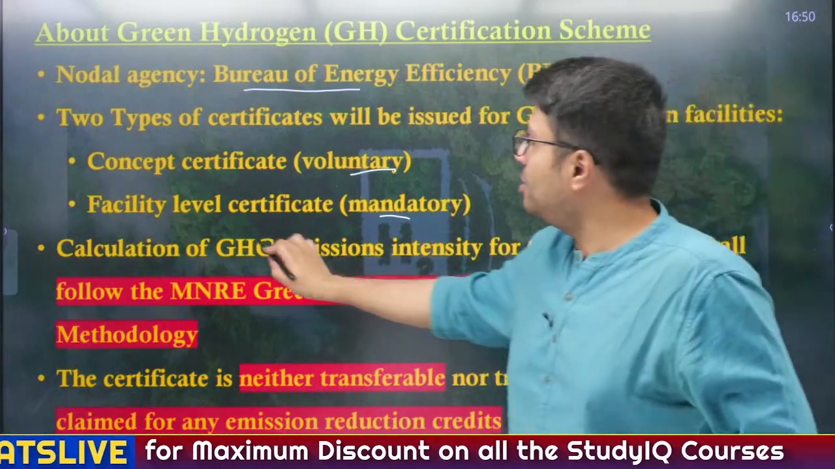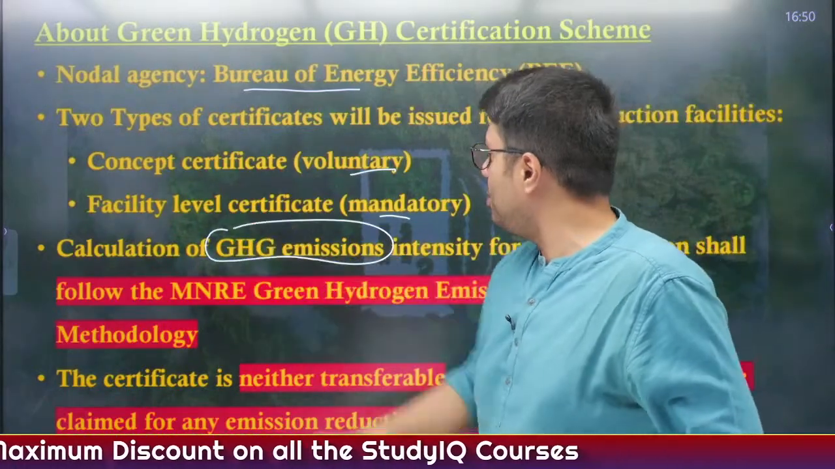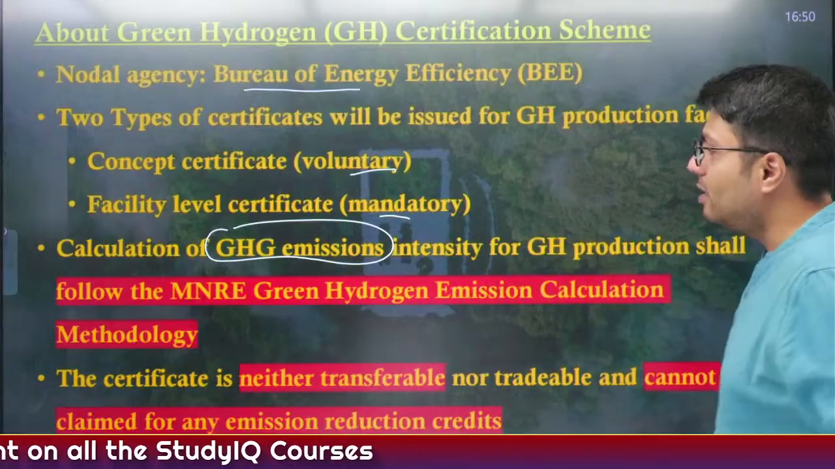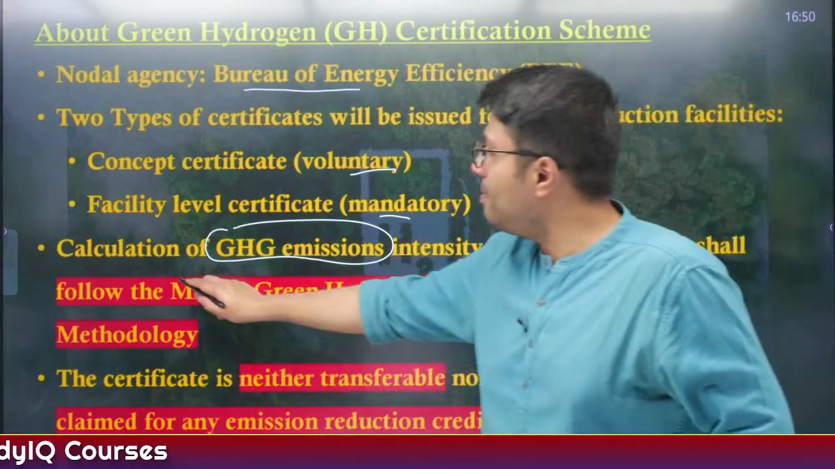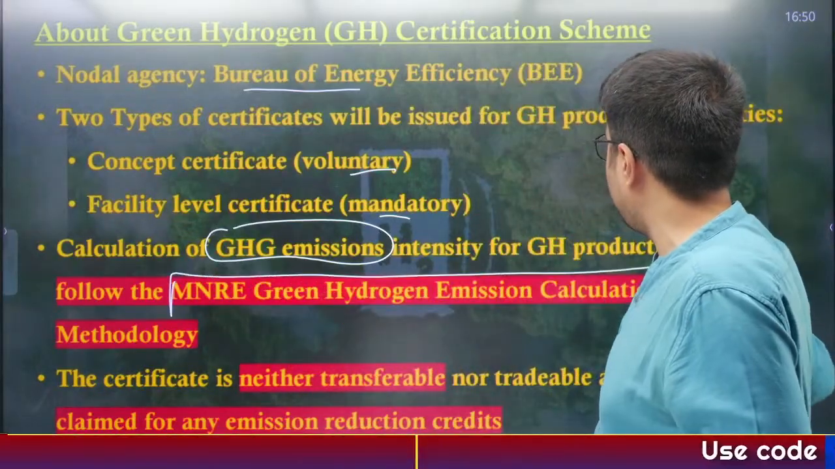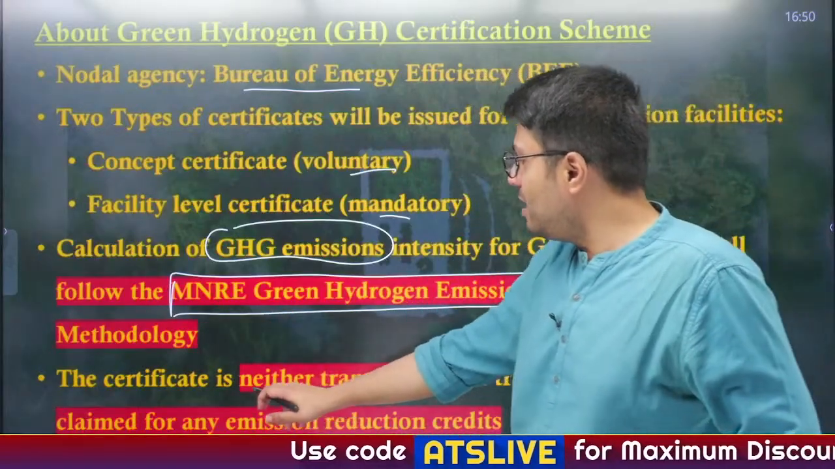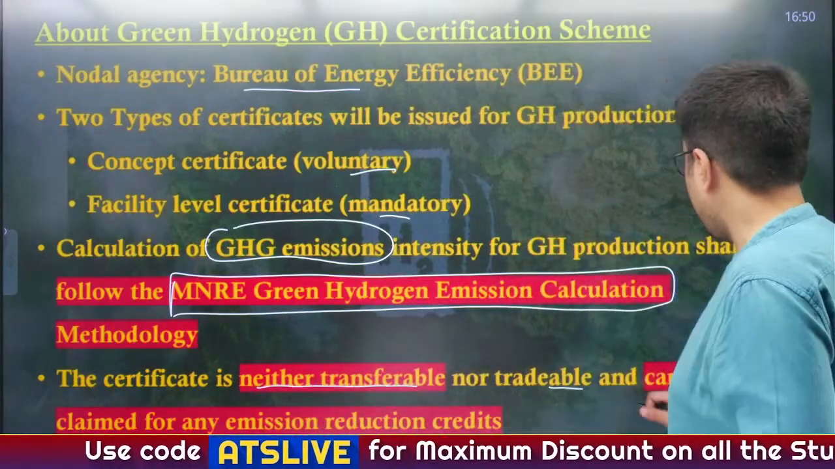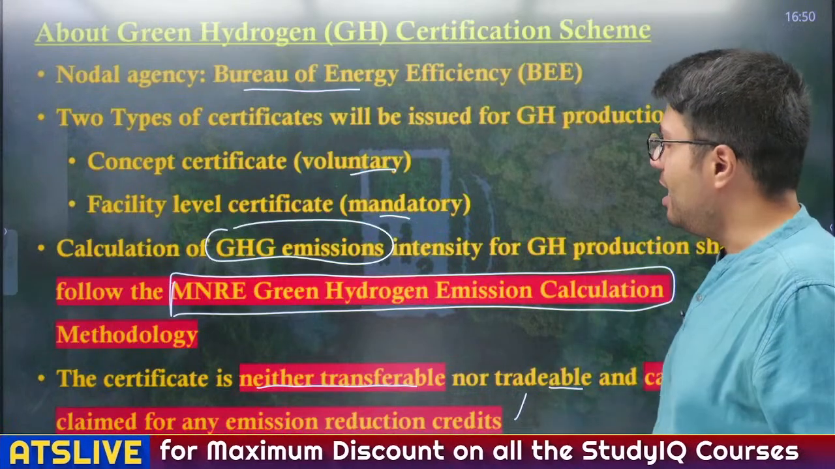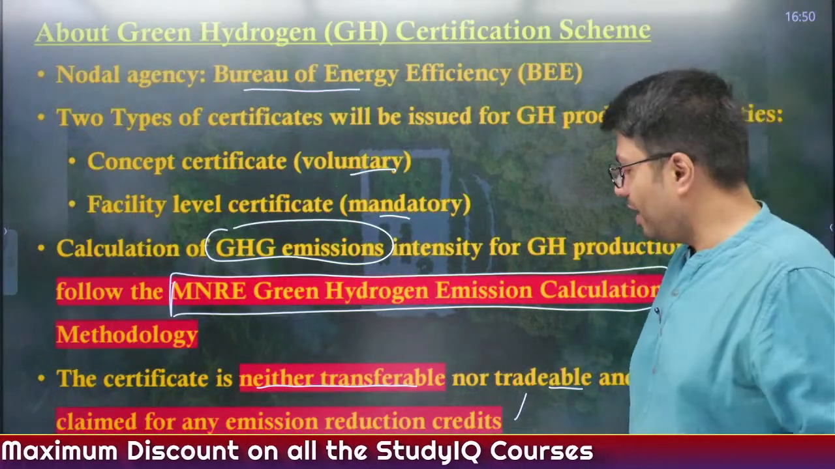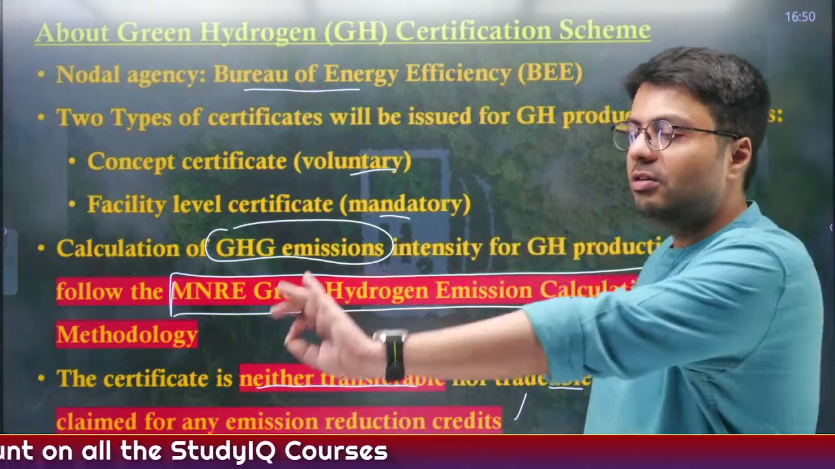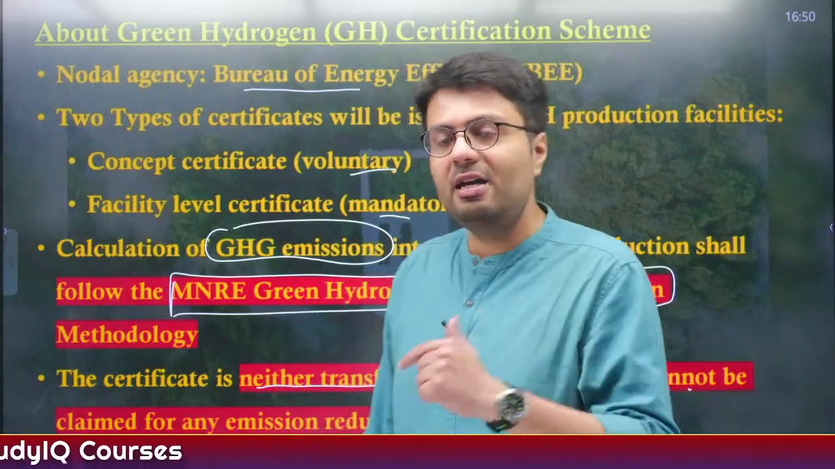Now, the calculation of how much emission you are producing while making the hydrogen will follow the rules set by the Ministry of New and Renewable Energy, the green hydrogen emission calculation methodology, right? And the certificate, you can't transfer it nor trade it, and it cannot be claimed for any emission reduction certificate. Rather, you are just certifying that the hydrogen I'm selling to you is indeed green hydrogen.